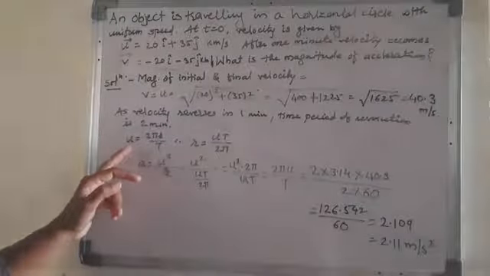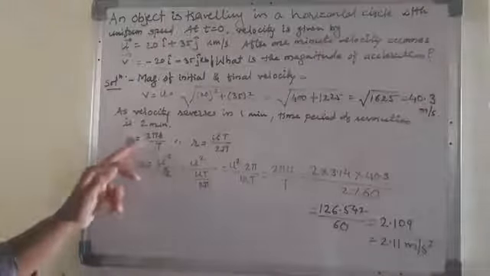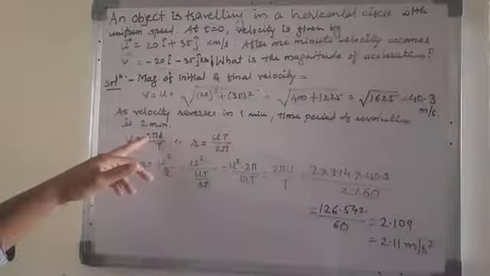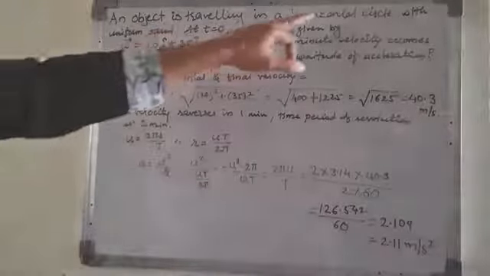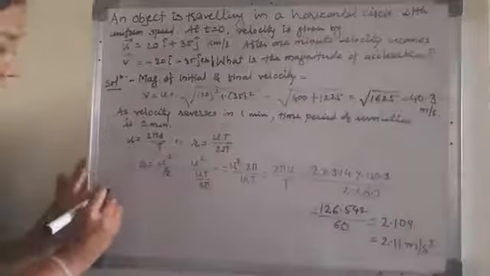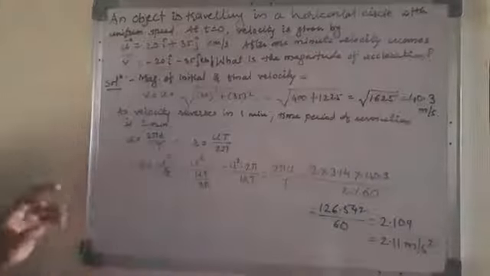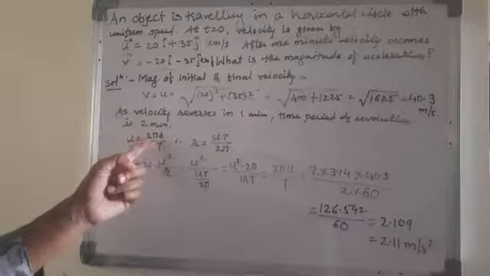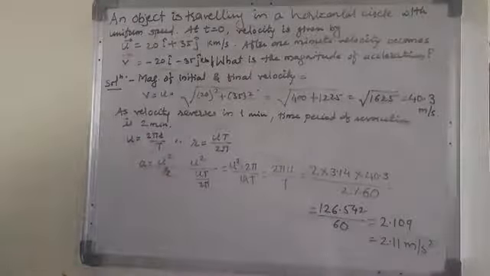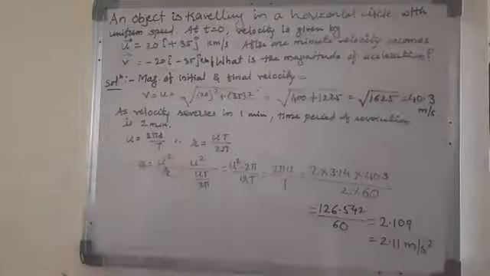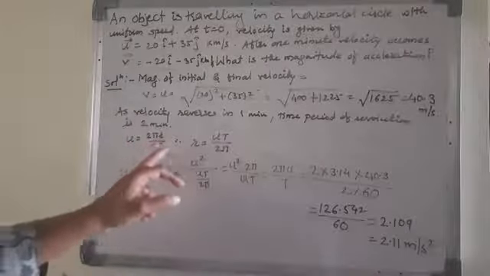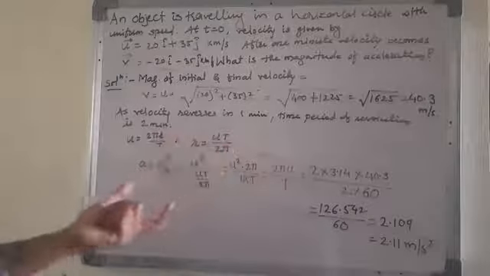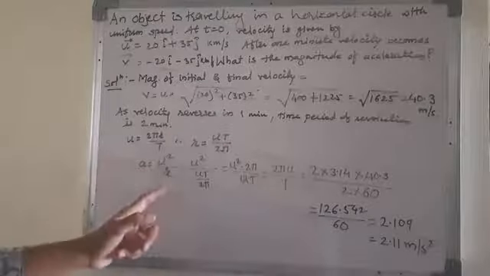Velocity u equals distance by time. Why do we take 2 pi r? Because the object is traveling in a horizontal circle, it covers the circumference of the circle, so the total distance traveled is the circumference, 2 pi r, divided by the time. From this relation we have r equals u t by 2 pi. Why are we taking this? Because the acceleration is given by u square by r.